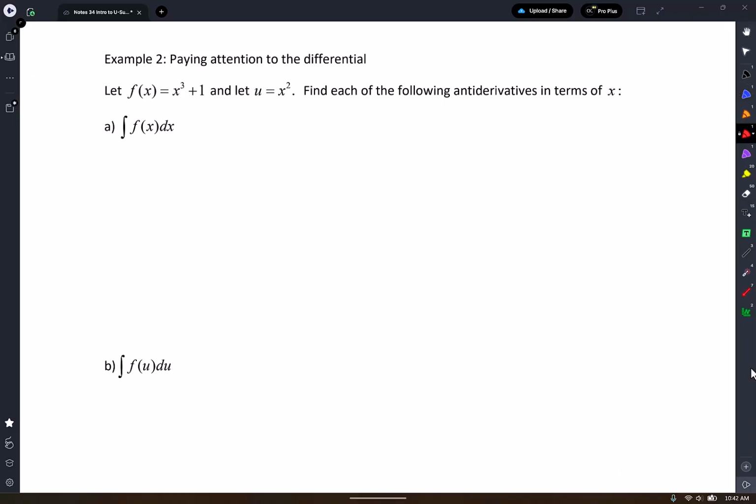All right. Paying attention to the differential. Here we go. F of x equals x cubed plus 1 and let u equal x squared. Find each of the following antiderivatives in terms of x. Okay, this one's not a big deal. It just says integral of x cubed plus 1 dx, in terms of x, so I already have it in terms of x. What's the antiderivative of x cubed? X to the 4th over 4, plus the antiderivative of 1, plus x, and then plus c. Done. That's it for that one.